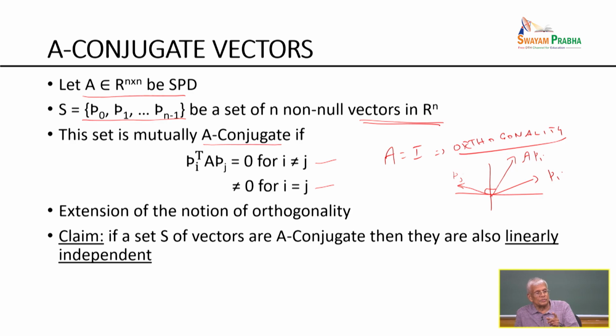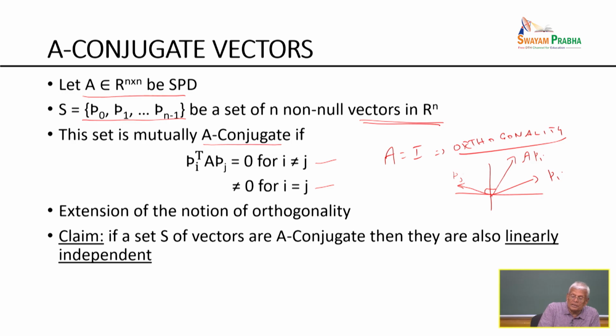So, what are the implications? Every system of orthogonal vectors must be linearly independent. Every set of A conjugate vectors must also be linearly independent. There is a proof of that. I am going to leave this proof as a homework problem, and if anybody has a difficulty, you can always contact me. I will try to help you, but I would like you to get started with the proof. So, orthogonality implies linear independence, A conjugacy implies linear independence.